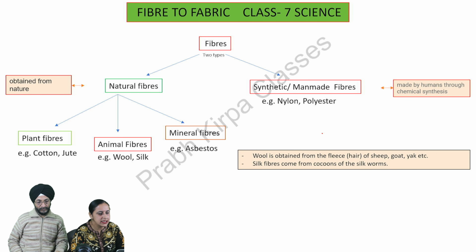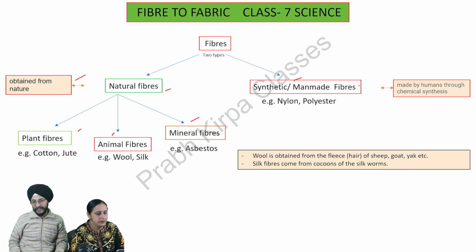Fabrics can be classified into two main categories: natural fibers and synthetic or man-made fibers. Natural fibers include animal fibers, plant fibers, and mineral fibers. Examples of plant fibers are cotton and jute. Examples of animal fibers are wool and silk. Asbestos is an example of mineral fiber. Natural fibers are those fibers which are obtained from nature.